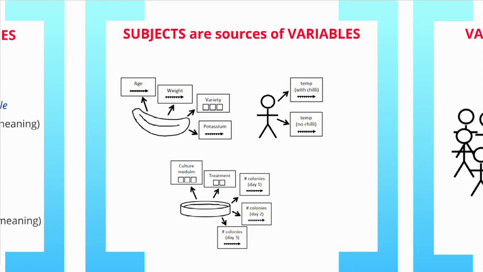And to a statistician, people and bananas and petri dishes are just walking around with variables coming off them. And we measure the variables and then we use them to do statistics. So a person's not a person, it's just a source of variables. So I've got a banana here. I could write down its age, which would be a numerical variable, its weight, which would be a numerical variable, what variety of banana it is, which would be a categorical variable, and the amount of potassium that I find in it, maybe per 100 grams, that would be a numerical variable.